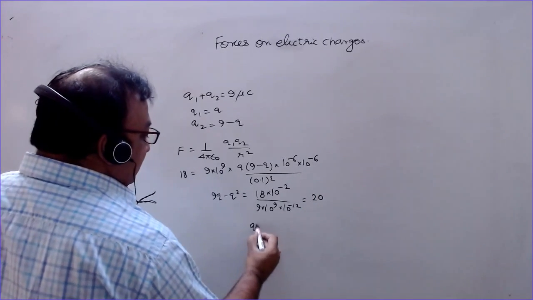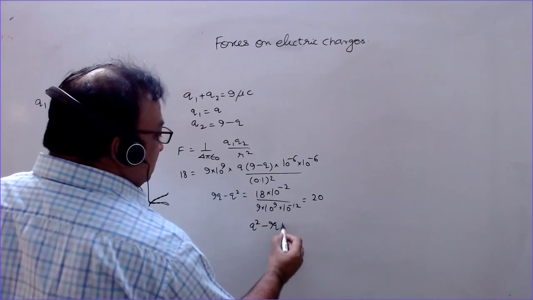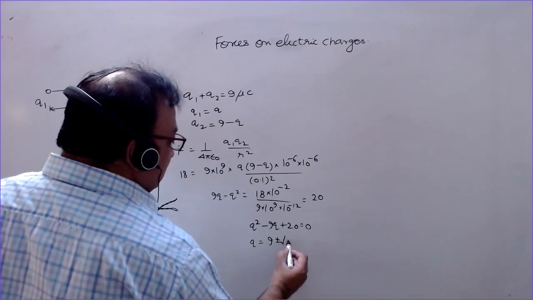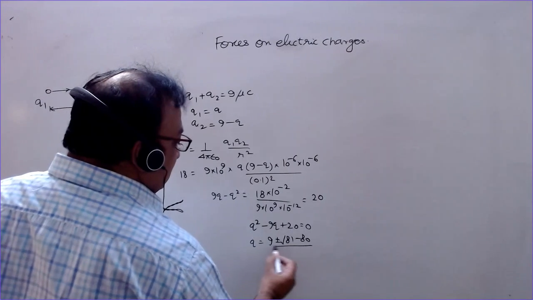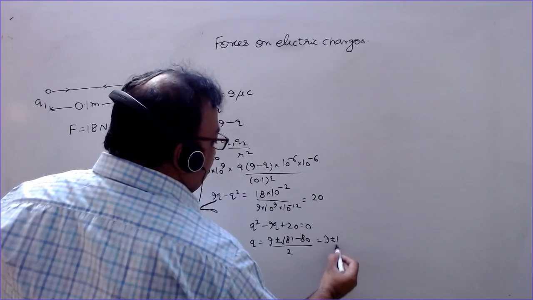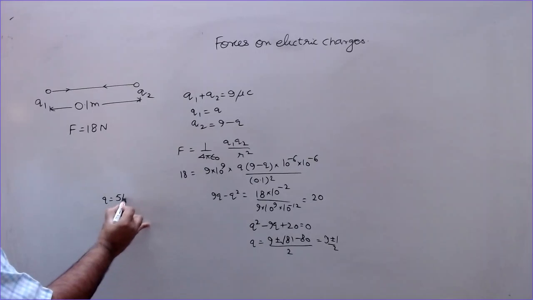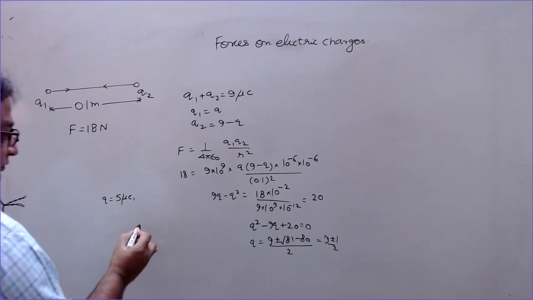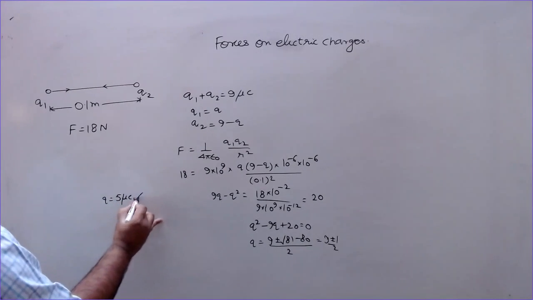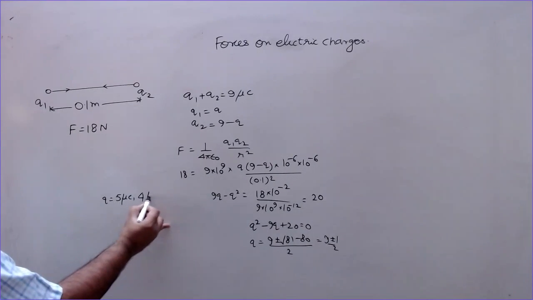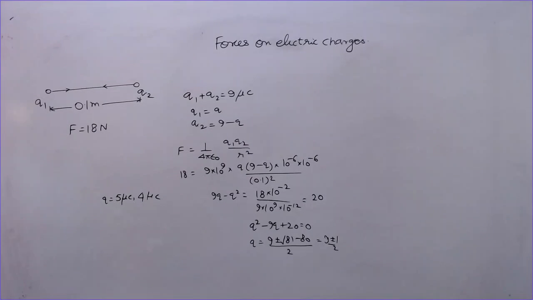So we can solve this equation. So Q is (9 plus minus 1) by 2. So you get Q equal to 5 microcoulomb and 4 microcoulomb. 5 and 4 microcoulomb. This is the answer to this question. Let us solve some other question now.